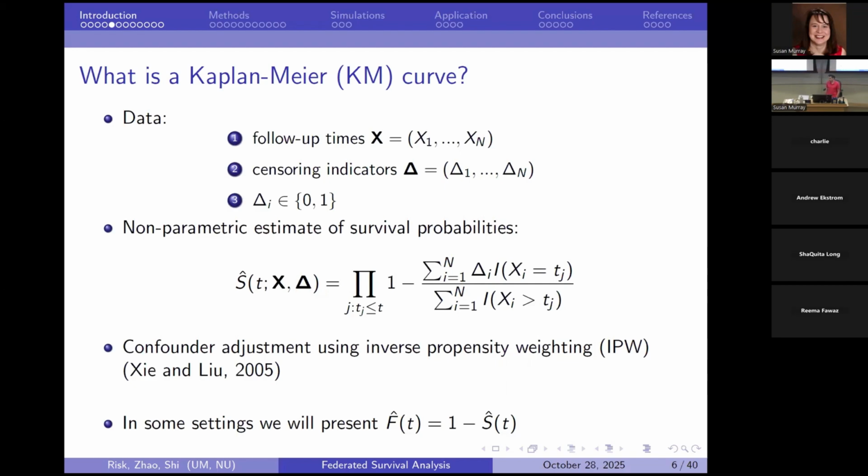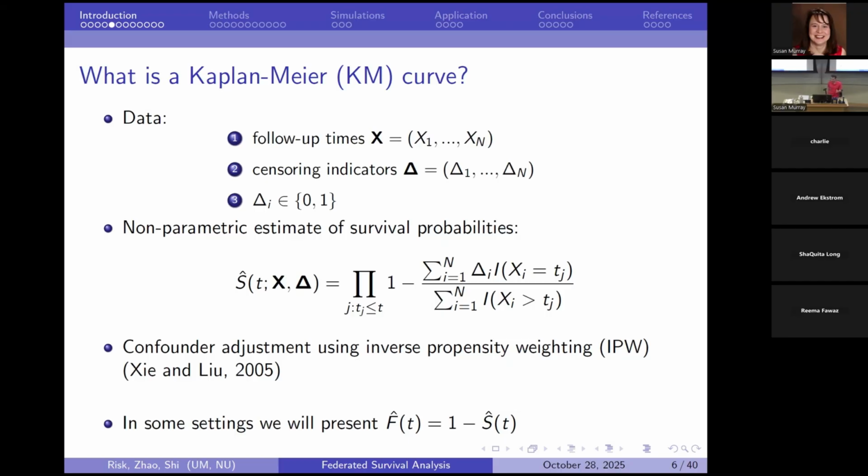And that calls for some special methods. And so the way that data usually takes shape is for every individual, we have a follow-up time that tells you how long we followed this individual for, and then they'll have a censoring indicator. So if their censoring indicator is 1, that means that they had an event at time xi. If it's 0, it means they didn't have an event.